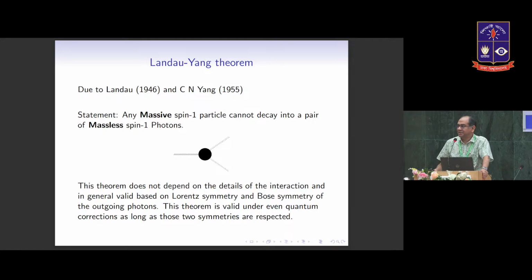And as I've already mentioned, because of this, the Z0 cannot decay into two photons, and that's how you manage to say that the Higgs is a scalar particle.